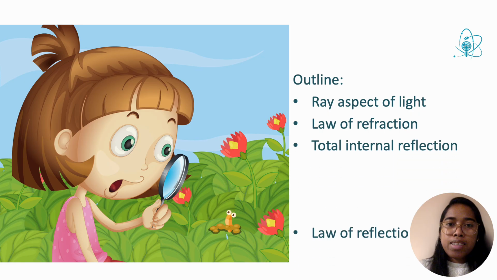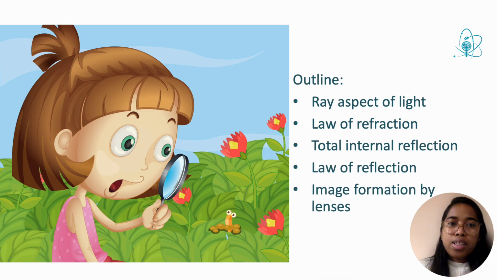We'll first discuss the ray aspect of light, and then we'll present the law of refraction, then total internal reflection, and the law of reflection. We will conclude on the principle of image formation by lenses.